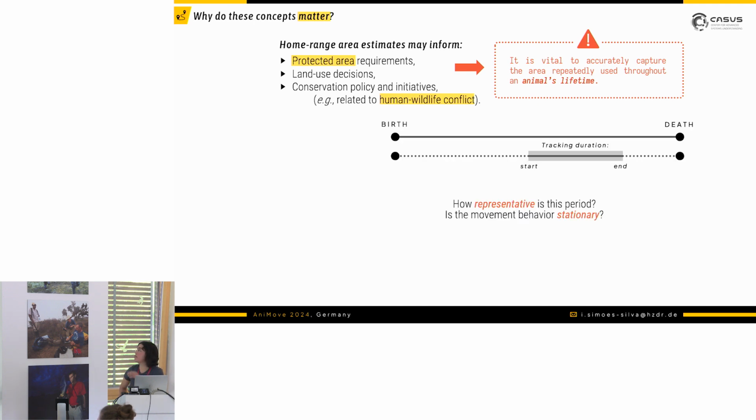Right, so obviously, like I was saying earlier, we're not necessarily going to be able to track it from birth to death. We are just tracking it for a portion of its lifetime usually. So how representative is this period, right? Is the movement behavior stationary enough during that movement period that we can actually do all the analysis that we're going to be looking into today?